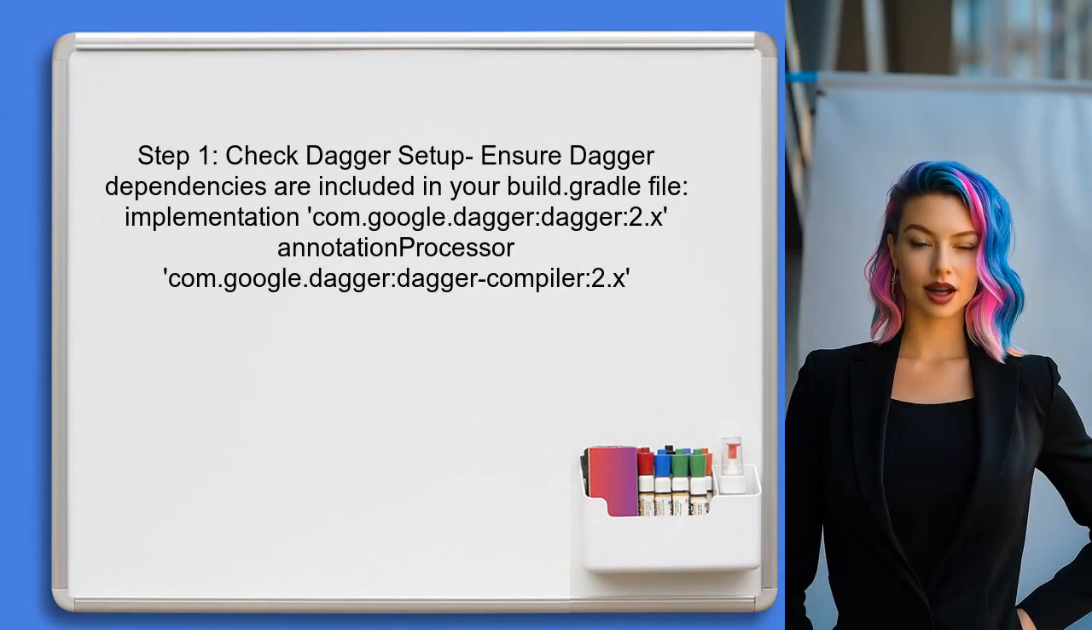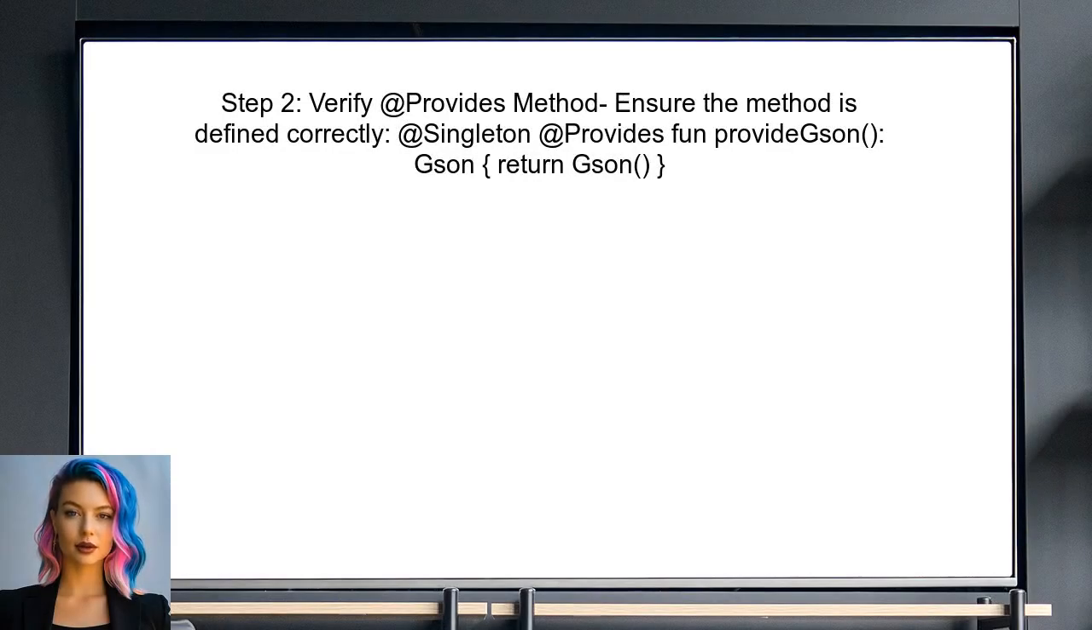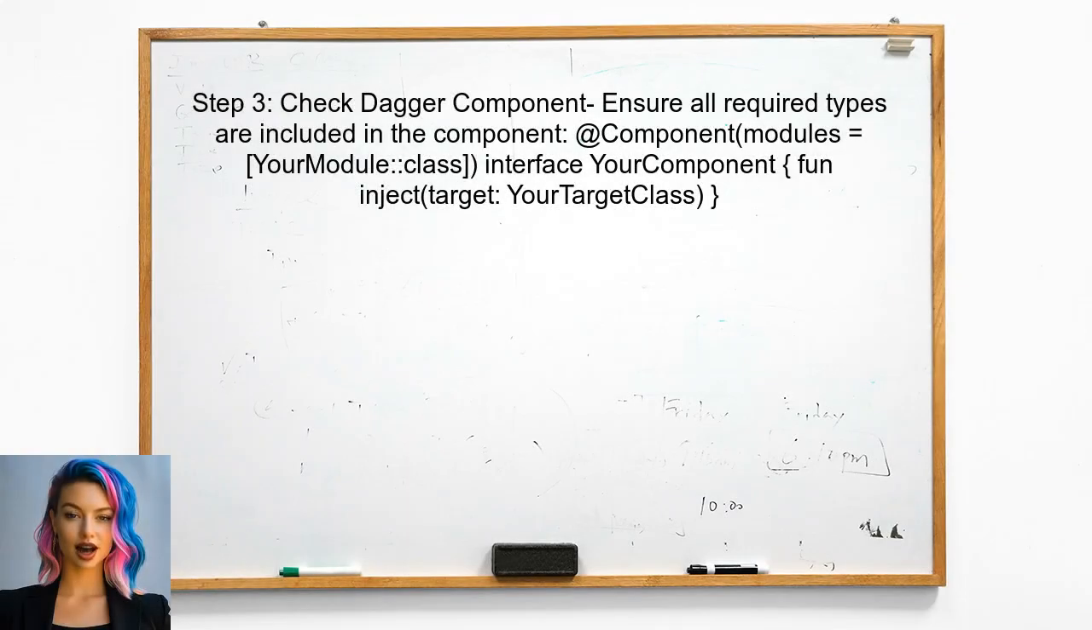To address the incomplete annotation exception, the user should first ensure that the Dagger library is correctly set up in their project. This includes checking the dependencies in the build file. Next, the user needs to verify that the method annotated with @provides is correctly defined. The return type must be a valid type that Dagger can provide. The user should also check if there are any missing dependencies in the Dagger component. This means ensuring that all required types are provided in the component interface.